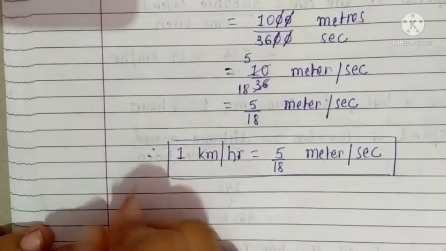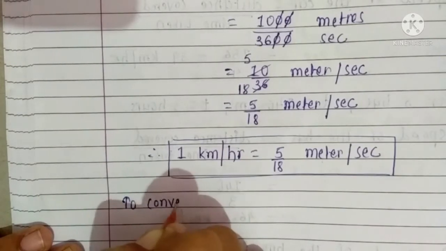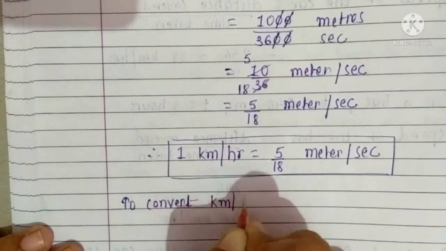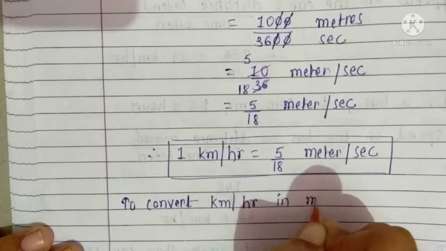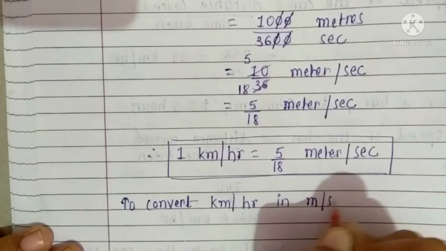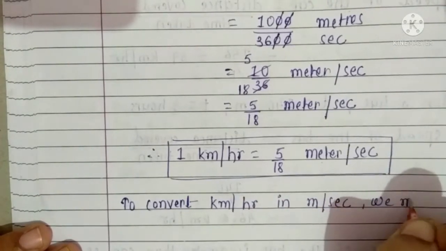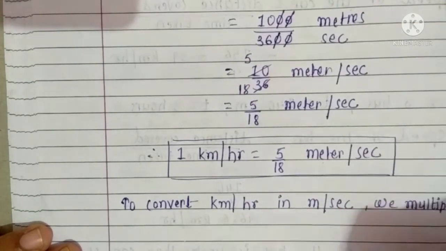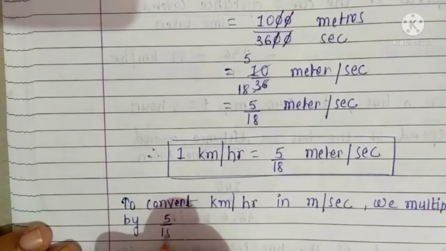So, we can say that to convert kilometer per hour in meter per second, we multiply by 5 upon 18.